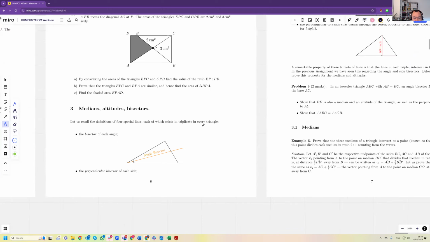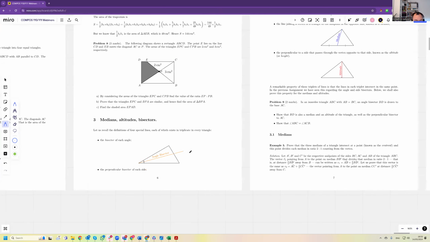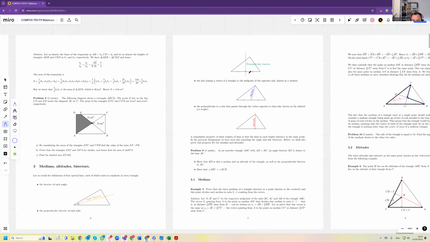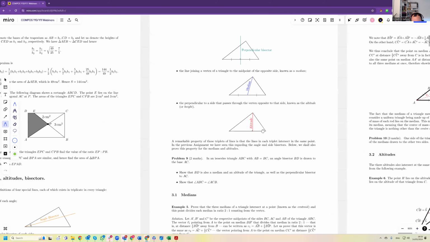Okay, so just quickly, just angle bisector, you're probably familiar with. Perpendicular bisector of each side. The median and the altitude. So I hope you know the definitions.